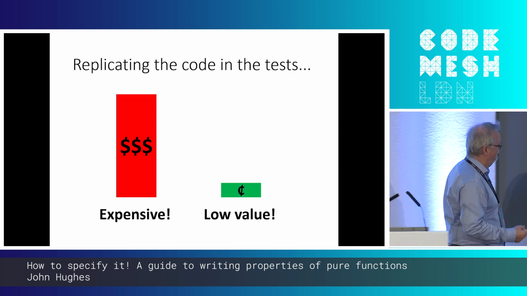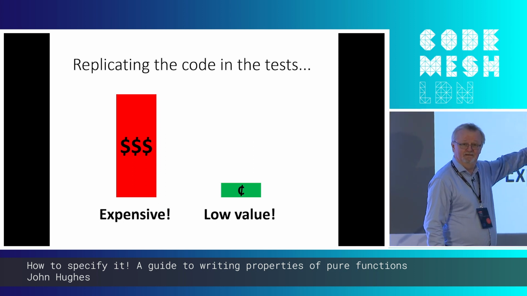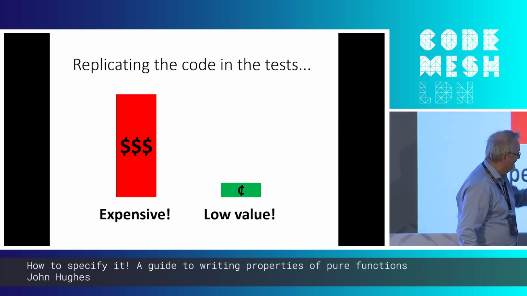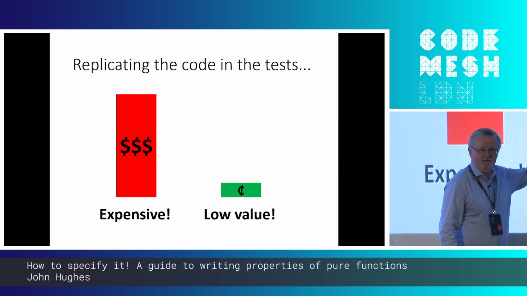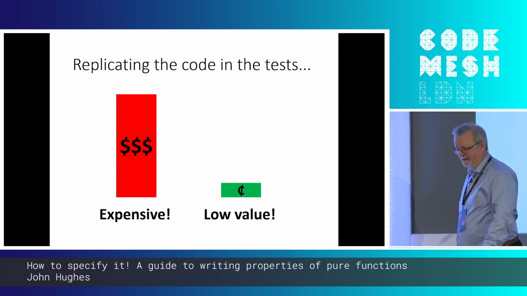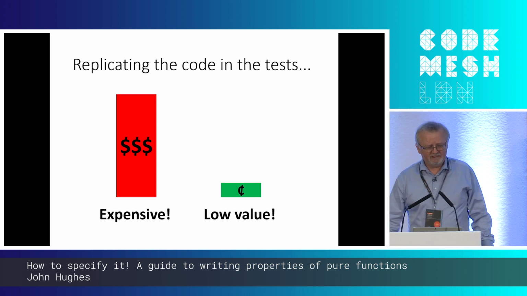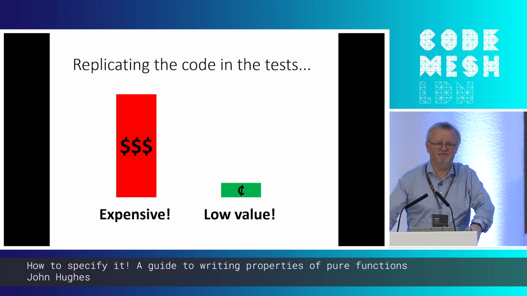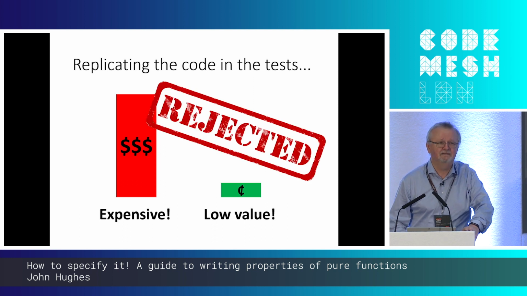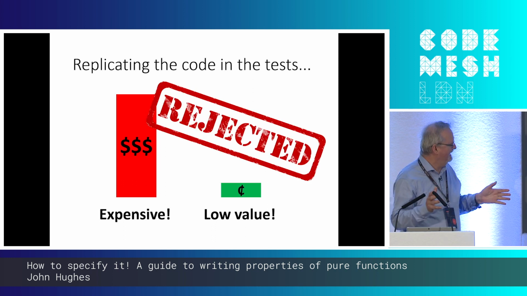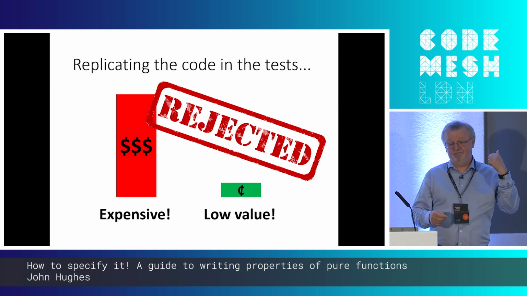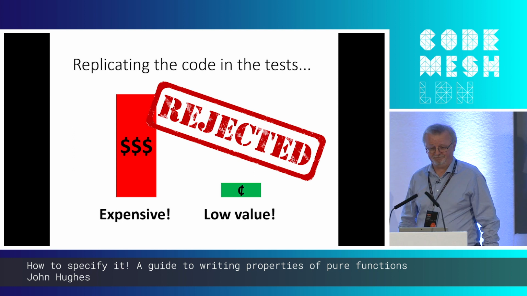And that's bad, firstly, because it's expensive. You end up writing the same code twice. And secondly, because it's of low value. You're probably going to repeat the same misconceptions, and you won't find your bugs. So what are you going to do with a method that is expensive and low value? Reject it, right? And I've seen many people become discouraged about using property-based testing because they fall into this trap.